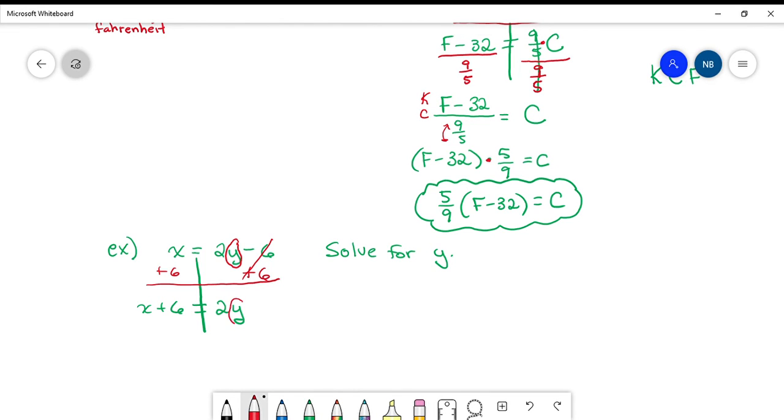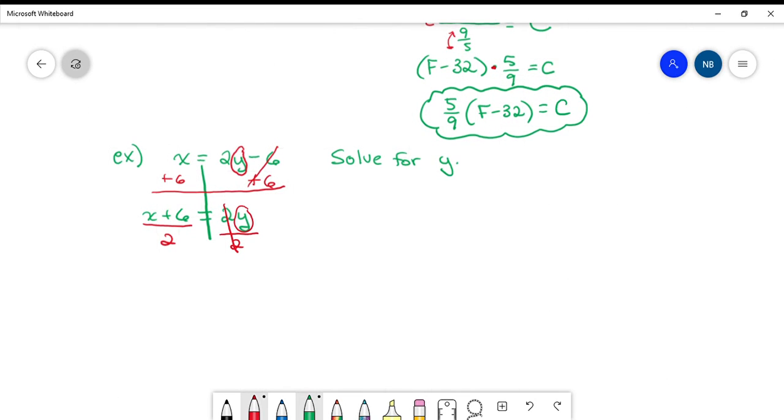I'm isolating y, which is being multiplied by 2, so I divide both sides by 2. Because 2 divided by 2 is 1, and I get x plus 6 all over 2 equals y, and I'm finished.